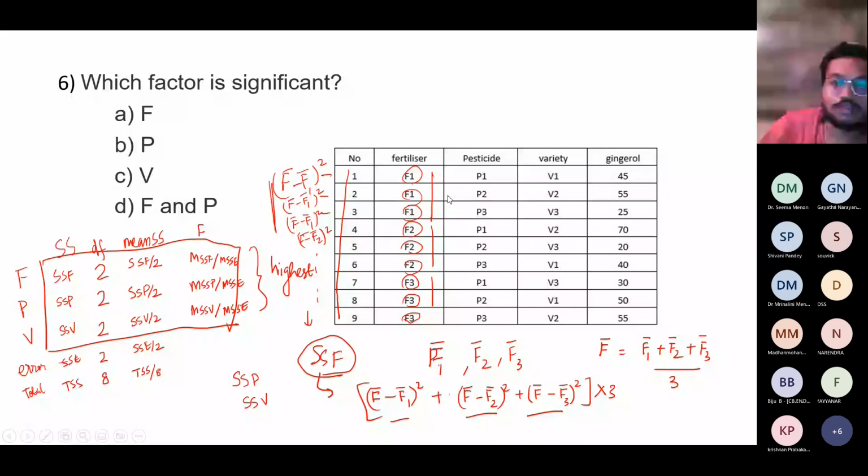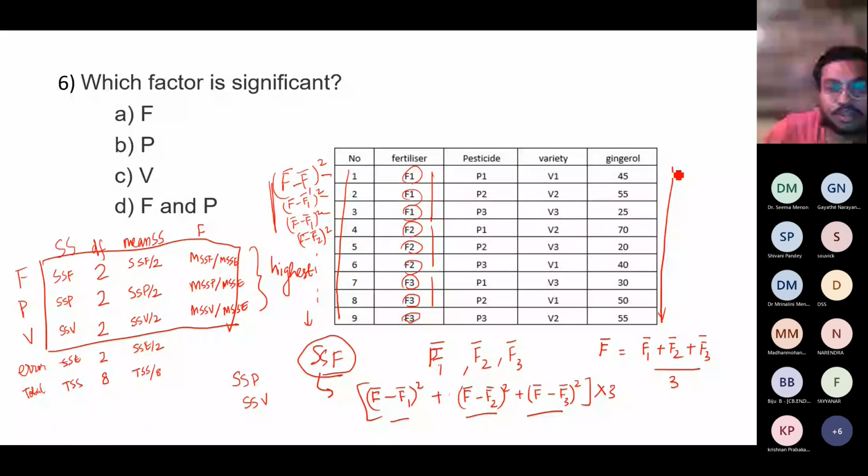See, when you are calculating the degrees of freedom for the total data set, you take the whole thing because you are treating everything as independent observations. Okay, sir. That is why we are taking 9 minus 1 for the total degrees of freedom.